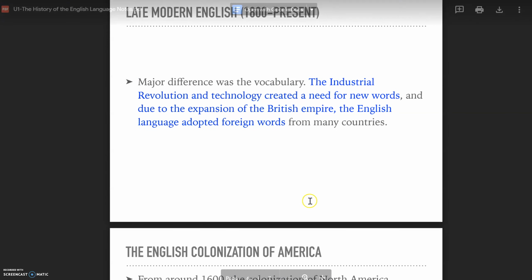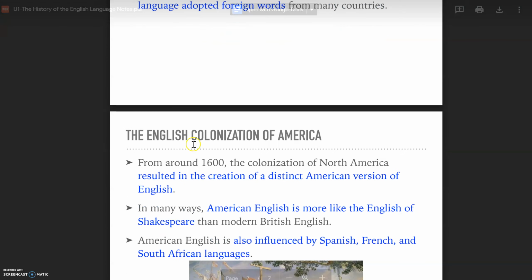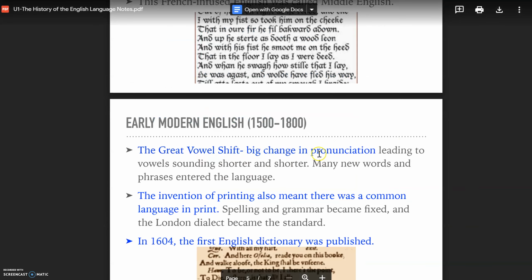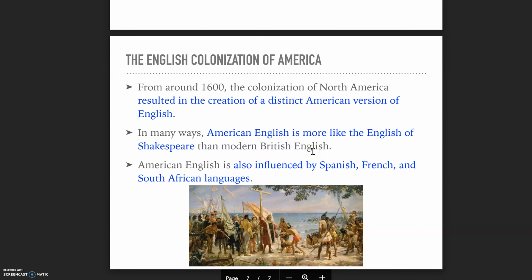Now that doesn't really apply to our English here, because our English actually started in about 1600. That was when we Americans broke away from England and came to North America. And as a result of us coming here, we began to create our own distinct version of English, the American version of English. So in many ways, American English is more like the English of Shakespeare, which is early modern, than it is the late modern British English.